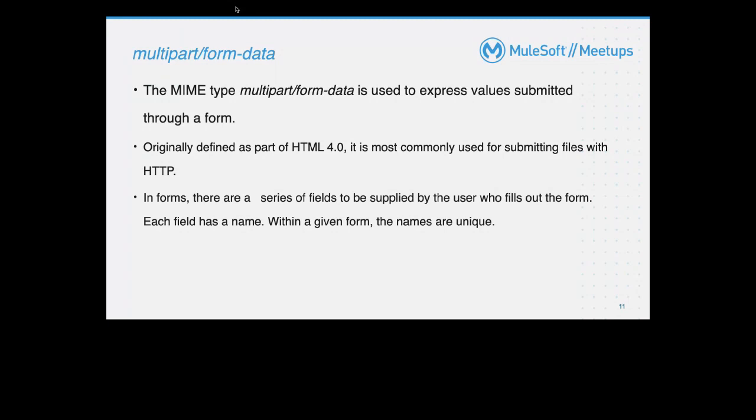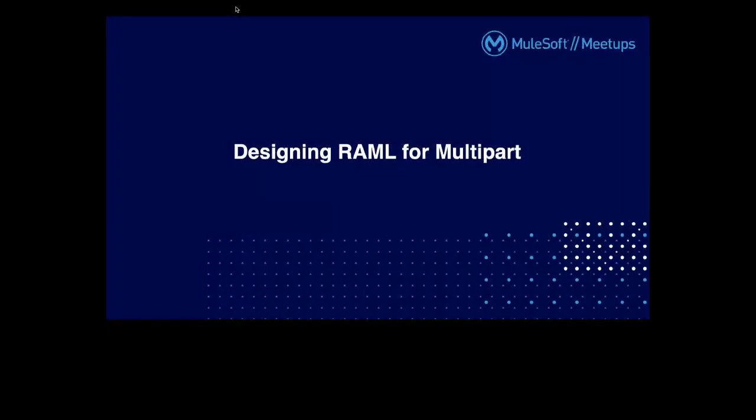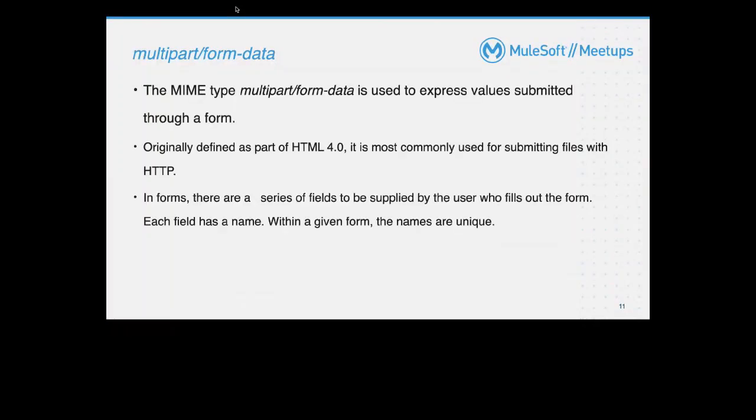So in forms, there are a series of fields to be supplied by the user who fills out the form. Each field has a name within a given form. The names are unique. This is regarding the HTML form I am talking about. You don't have to worry about HTML now, but for more information regarding multipart form data, you can find it online. And if you have any questions, you can reach out to me.